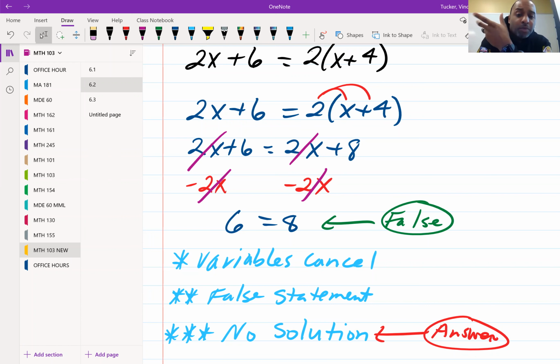So once again, whenever you do your solving, and your variables end up canceling out completely, you end up with just numbers. You'll have a true or false statement. If you end up with a false statement, your answer is no solution.